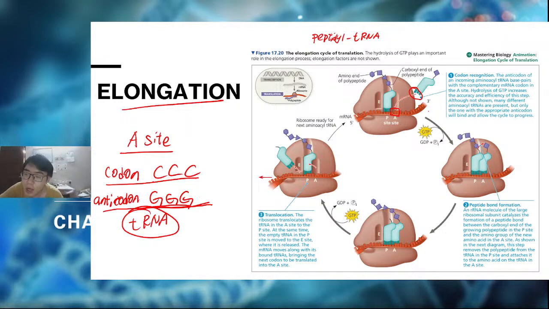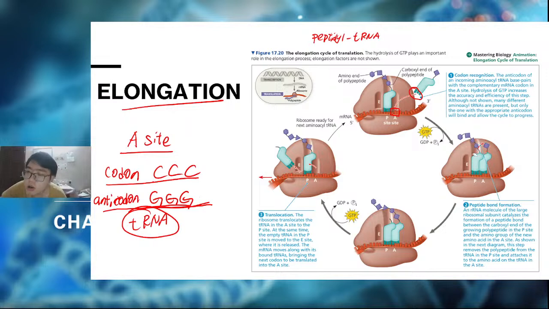Okay, lepas tu after the amino acid tRNA activated form is bind to the A site, it will proceed to the second step. Second step is peptide bond formation. Maksudnya dia kena form peptide bond lah between the amino acid of A site and P site.